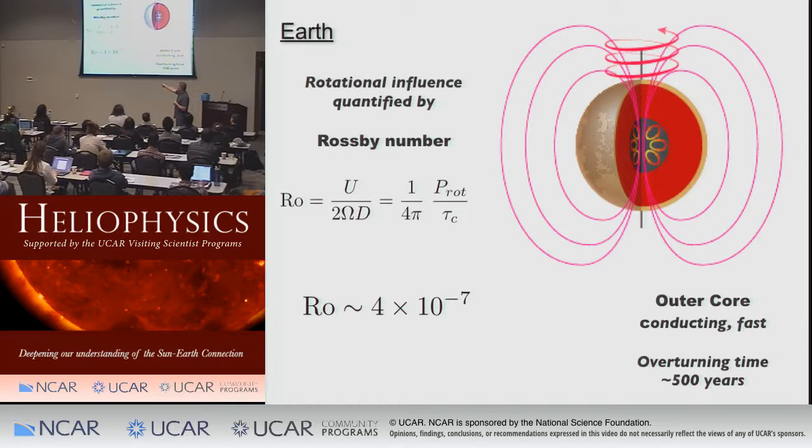So it's basically a velocity scale divided by 2 times the rotation rate times some length scale, which you can take to be the depth of the convection zone. And so that's equal to 1/4 pi times the rotation period over the convective time scale. And if you put in 1 day for the rotation period and 500 years for the convective time scale, you get a Rossby number of something like 10 to the minus 7. Very tiny, which means, so Rossby number less than one means that the convection really feels the rotation rate. Yes?